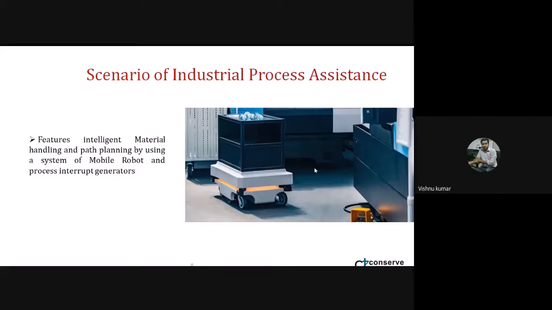Next, we will go through the industrial process assistance robot and the industrial process assistance scenario. Okay, what is industrial process assistance? Just think there is an industry, a manufacturing industry, a process industry. A 24-hour process is going on. There will be multiple processes one by one. There will be one structure of processing or manufacturing, for example, electronic goods.